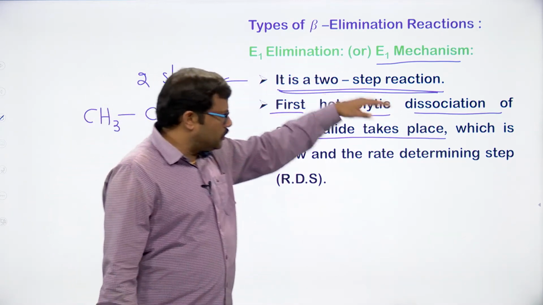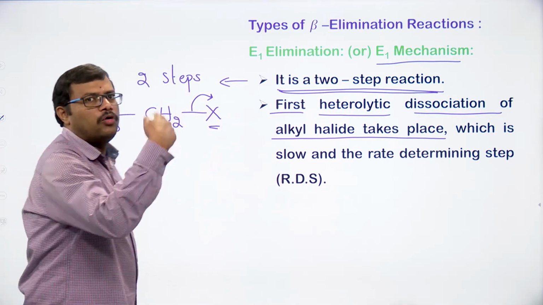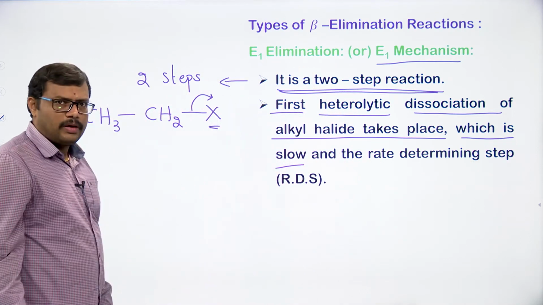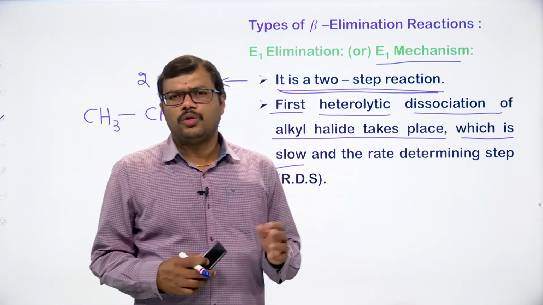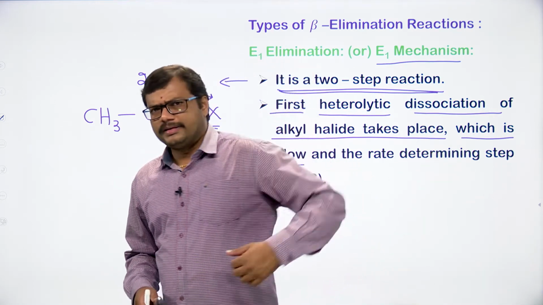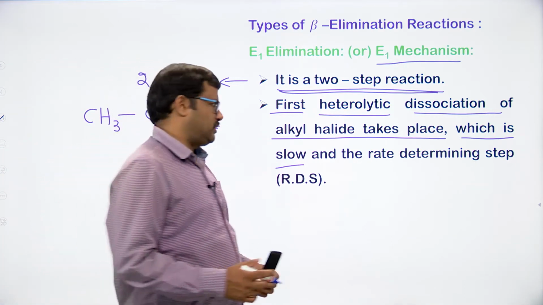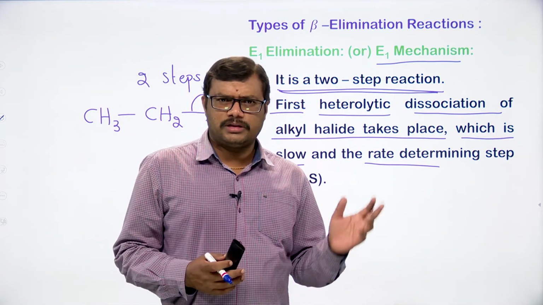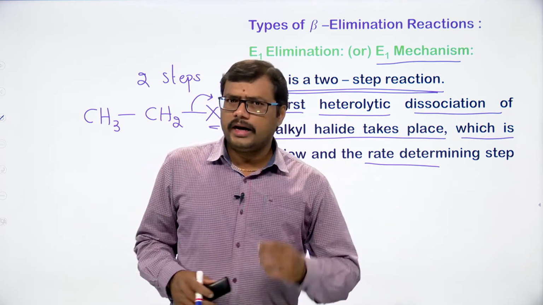So, heterolytic dissociation of the alkyl halide first takes place, that is to say that the halogen is removed first, which is a slow step. This is a slow step, and it is the rate determining step. For every reaction, we always look at the speed of the reaction, how fast the reaction is going on. In order to identify the speed of a reaction, we look at the rate, the kinetics. Whenever we look at any reaction, the rate determining step is always the slow step.